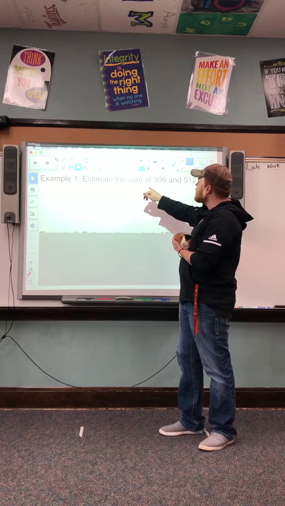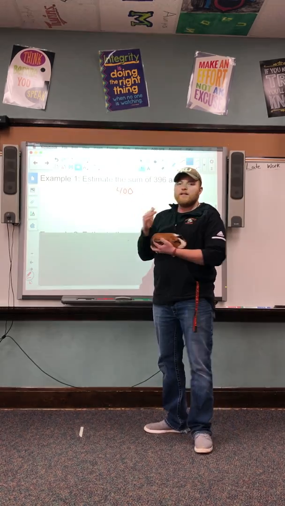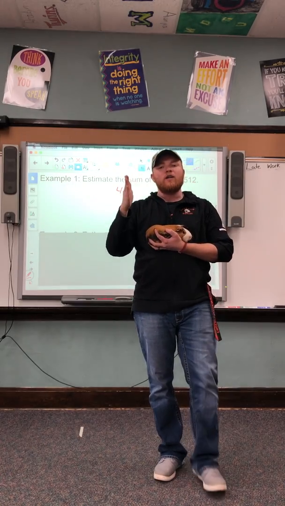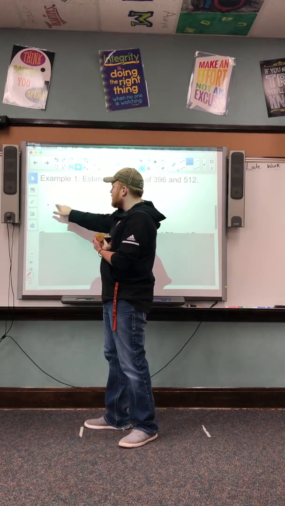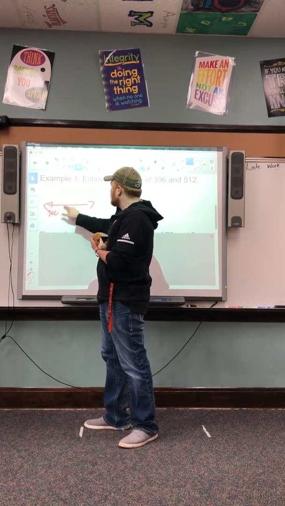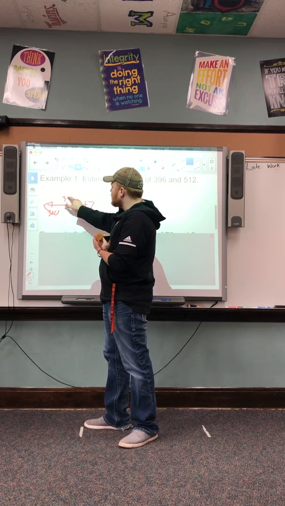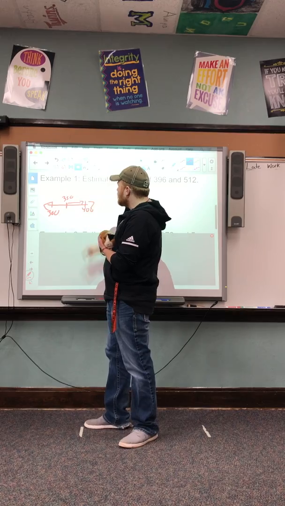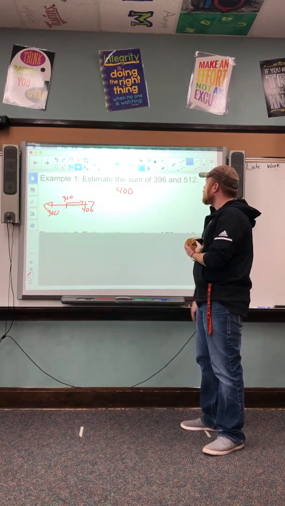So 396, we would round that to 400, because 396 falls between 300 and 400. Remember, we have drawn these number lines here. 300, 400. Smack dab in the middle is 350. Anything above it, we round up to 400. So that's why we round 396 to 400.